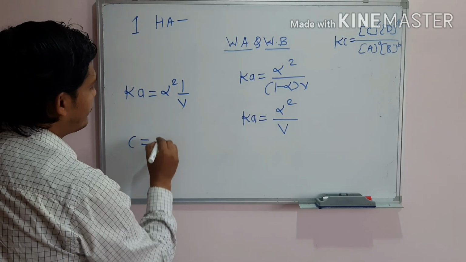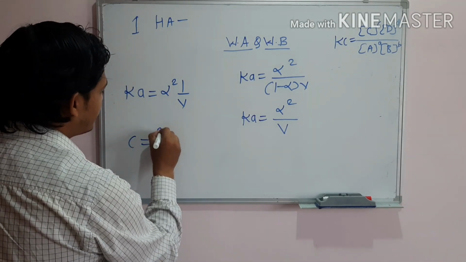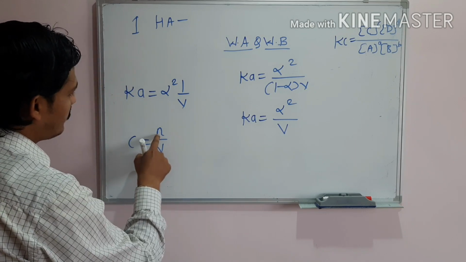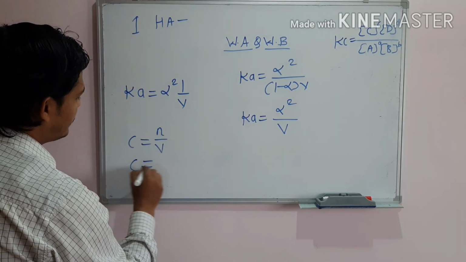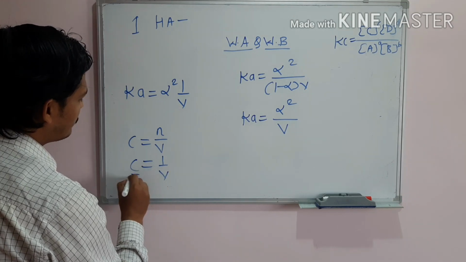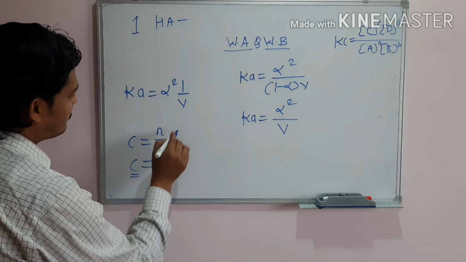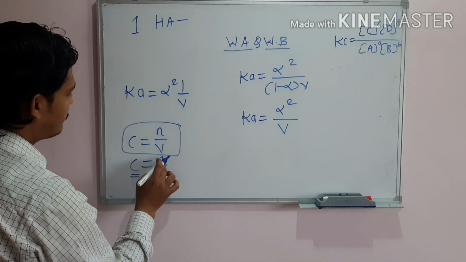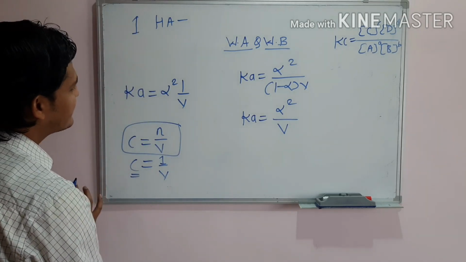So the general formula is concentration equals N by V. I am putting the value of N equal to 1, so C is equal to 1 by V, that is the concentration. I am taking 1 mole. The general formula of concentration is N by V, so I am taking 1 mole, 1 by V, which in the end is the concentration.